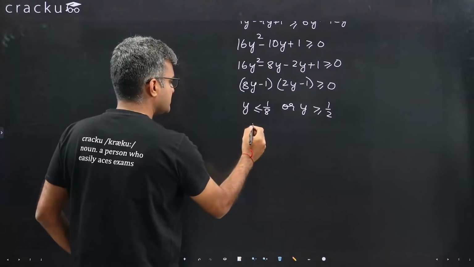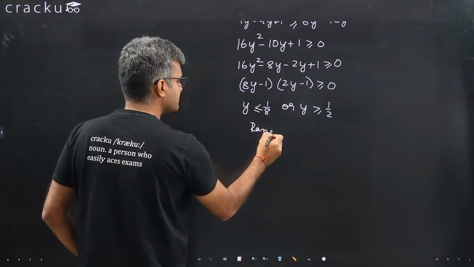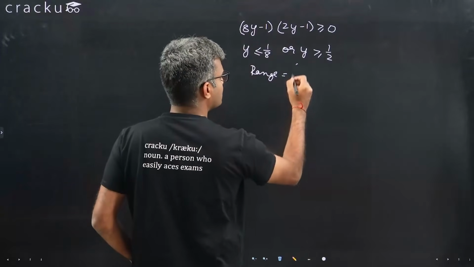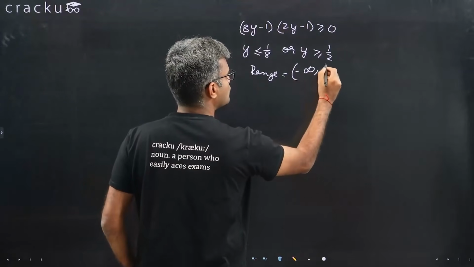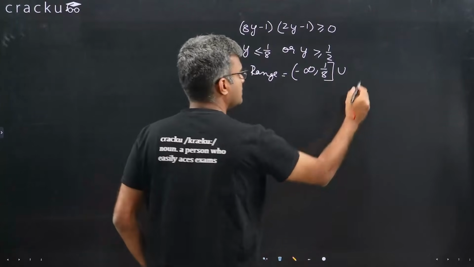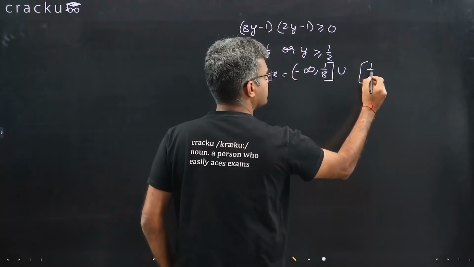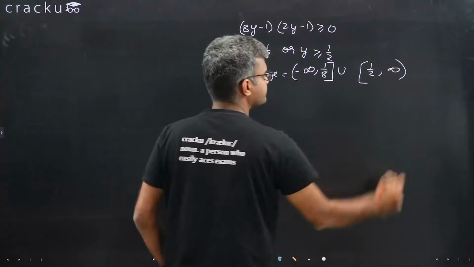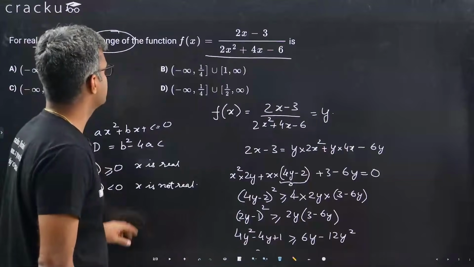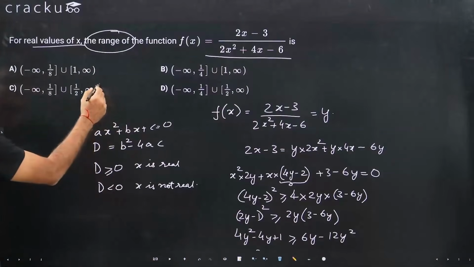So the range of the given function, which is represented by y, will be minus infinity to 1 by 8, it can equal 1 by 8, union 1 by 2 to infinity. Now if you're looking at the options, this will be option C.